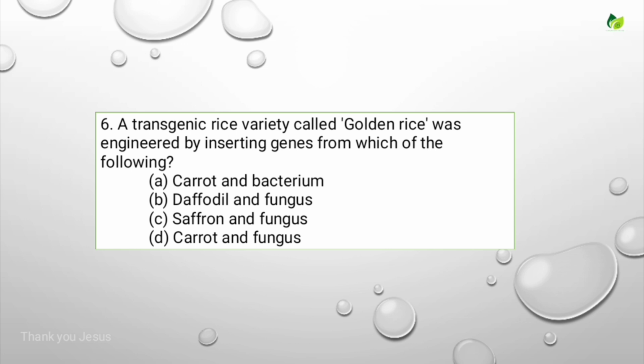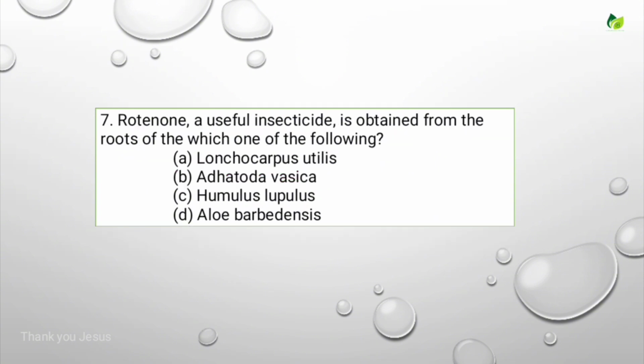A transgenic rice variety called golden rice was engineered by inserting genes from which of the following? Options are carrot and bacterium, daffodil and fungus, saffron and fungus, carrot and fungus. For this, the correct answer is carrot and bacterium. Let's see the next question.